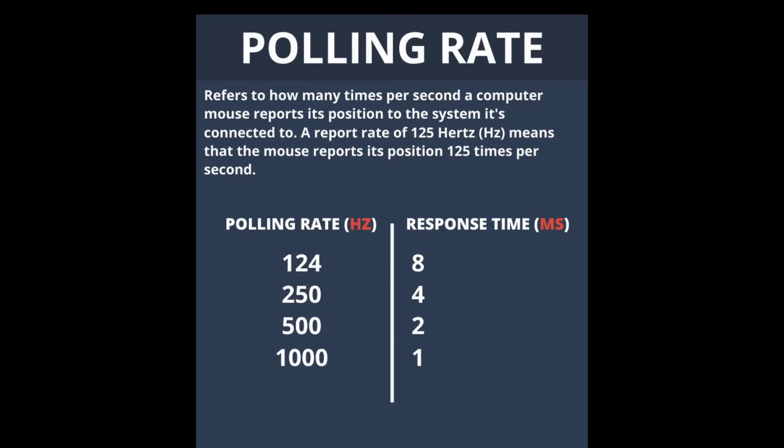So for those who don't know what polling rate means, it means how many times per second. Here it says computer mouse, but you know, substitute that for a controller, reports its position to the system it's connected to. So for example, a report rate of 125Hz means that the mouse reports its position 125 times per second. So we changed it to 1000 times per second, that means the response time is 1 millisecond. It makes a lot of sense, right? Previously we were at 250, which reports the controller position every 4 milliseconds. So we quadrupled that to 1000Hz, which means we reduced this 4 times to 1 millisecond.